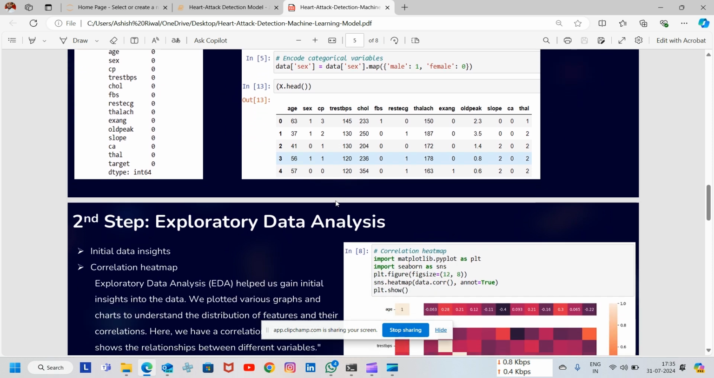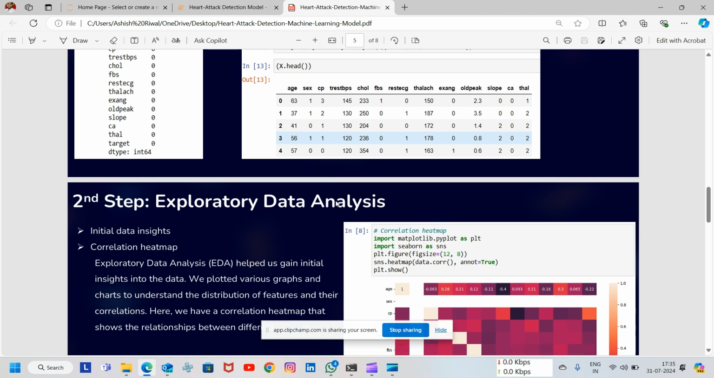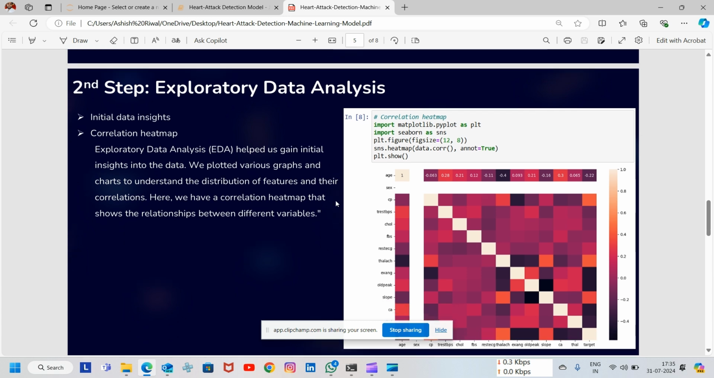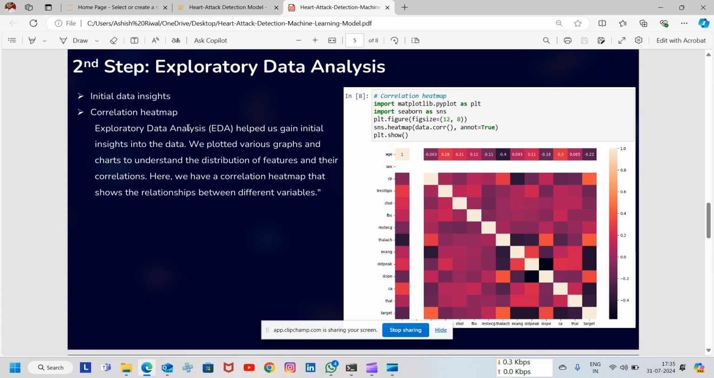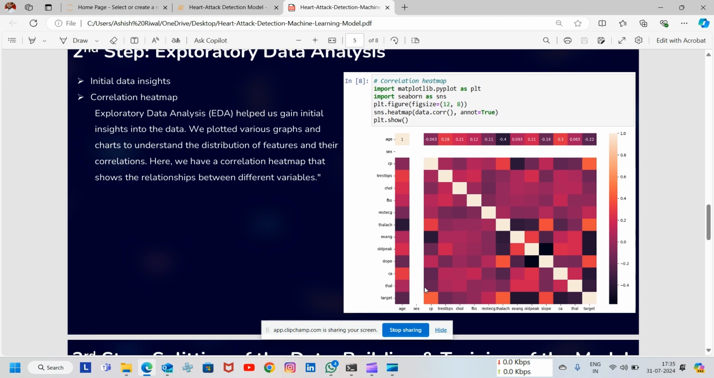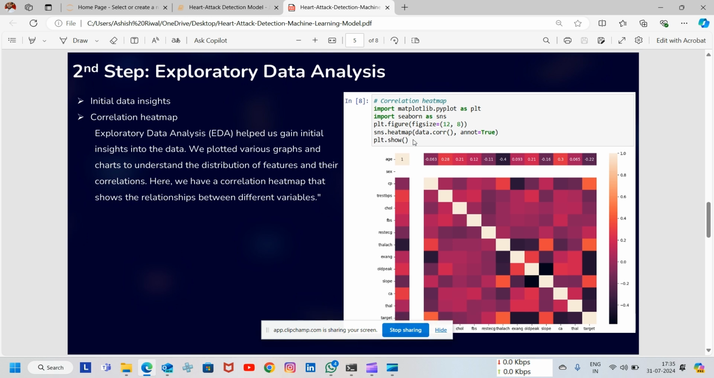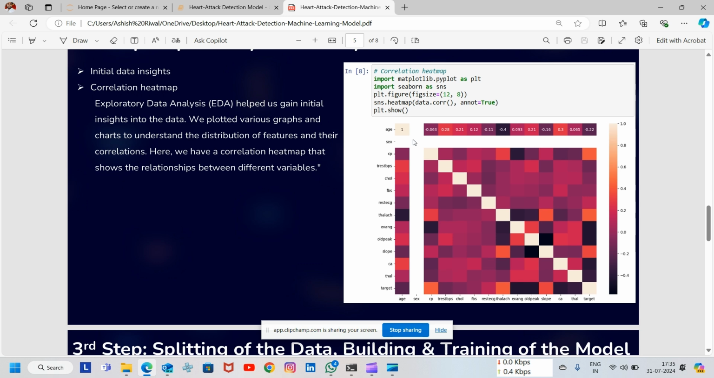Then in the next step we perform some exploratory data analysis. This is the correlation heat map which I created. As we all know, the matplotlib library and the seaborn library. So in the first step I will import both of the libraries, and actually there is no need for matplotlib. Simply with the help of seaborn we can create the heat map.